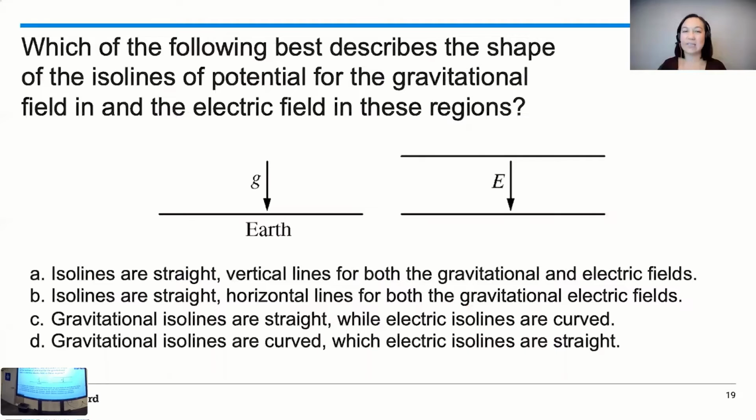Pause the video, read closely, and let me know what you think. Which of the following best describes the shape of the isolines of potential for the gravitational field and the electric field in these regions? Maybe just a little bit of typo there. A: isolines are straight vertical lines for both gravity and electric fields. B: isolines are straight horizontal lines for both gravitational and electric fields. C: gravitational isolines are straight while electric isolines are curved. D: gravitational isolines are curved, while electric isolines are straight. I think there's a lot of typos in this one. Which one of those is correct?